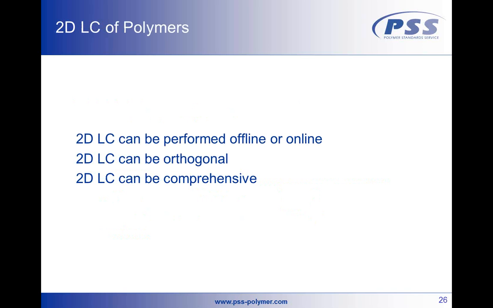Okay, some words about terminology. Basically, two-dimensional chromatography can be performed offline and online. At present, I have only talked about online measurements, but there are certain issues which are useful if you use it offline. Two-dimensional chromatography can be orthogonal. What does it mean? I will tell you in a minute. And also, it can be comprehensive.